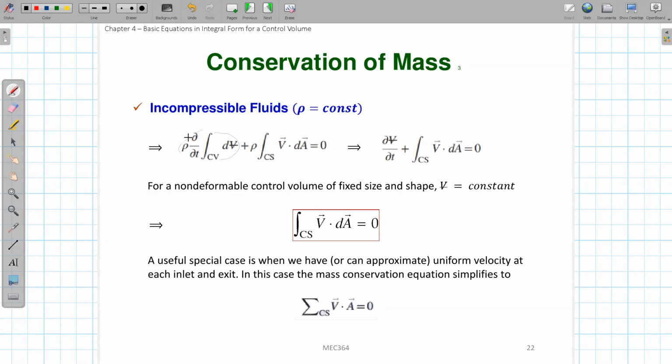So this term will become dV over dt. And the surface flux term will still be this one. Usually when we define the control volume, we define it on the location, and in most cases we won't let this control volume location change with time. Which means that the size of this control volume, in most cases, will not change.